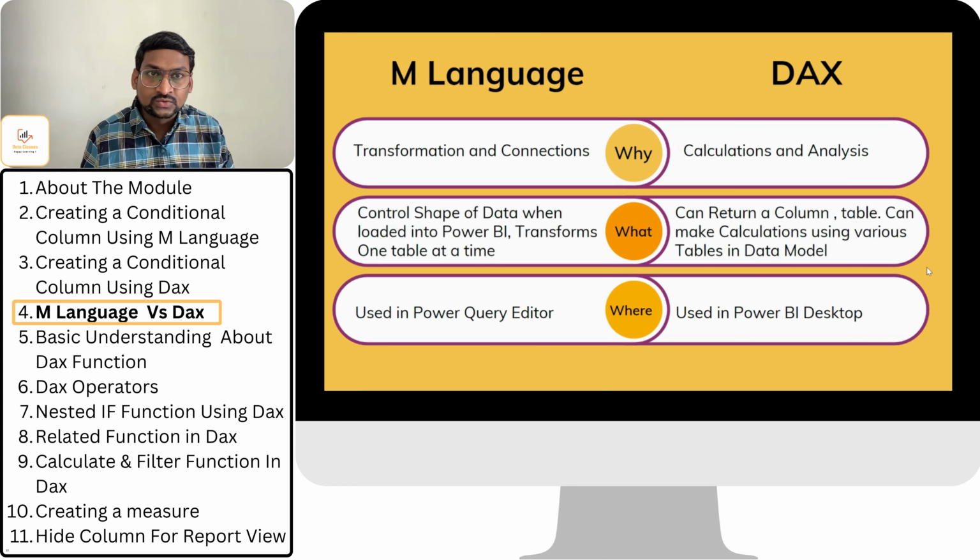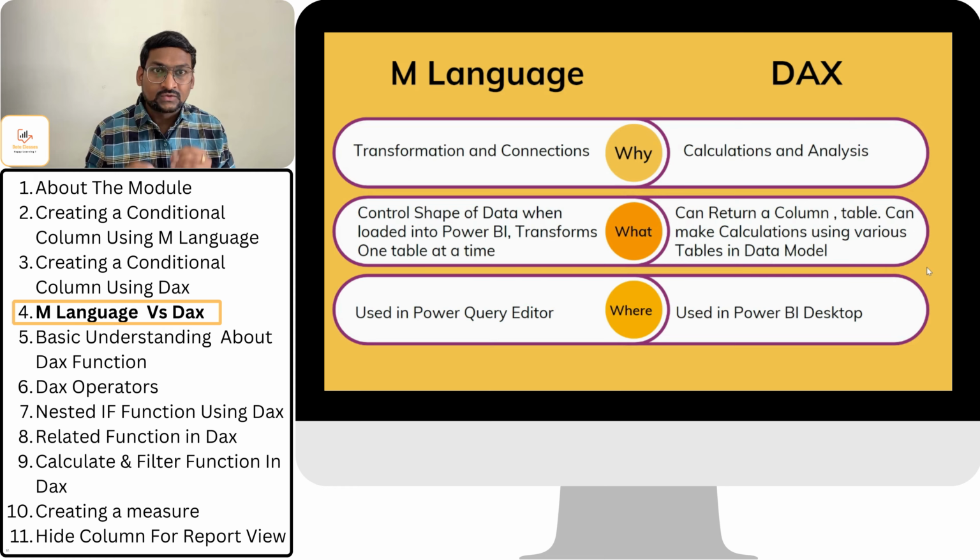What the M language can do and what DAX can do. The M language can control the shape of the data. You can add a column, delete the duplicates, right? So basically, you are controlling the shape of the data before loading it into Power BI. It can transform one table at a time. So this is the limitation of the M language.